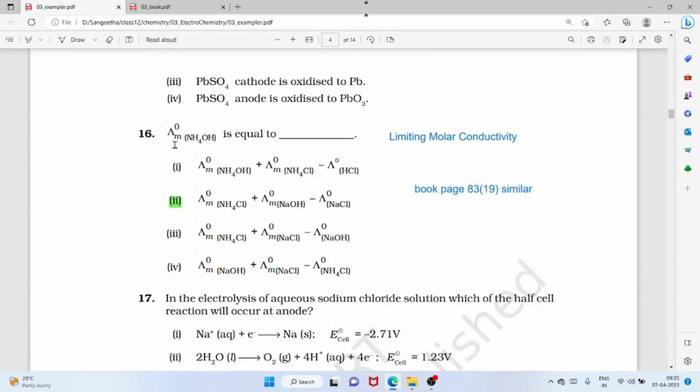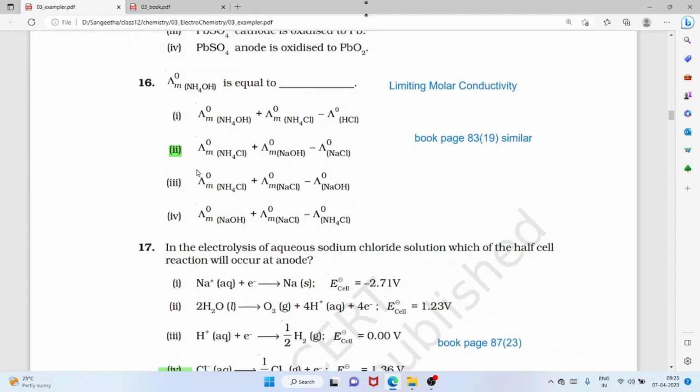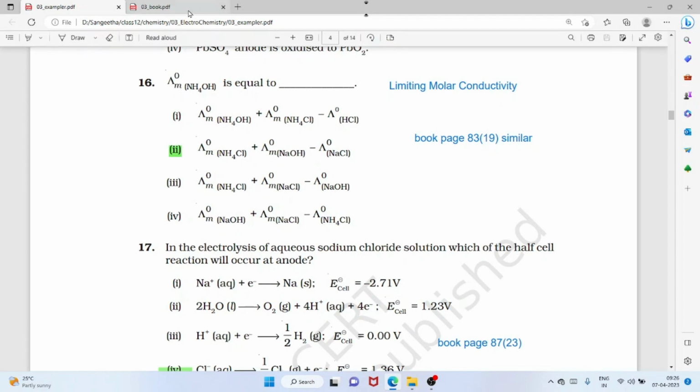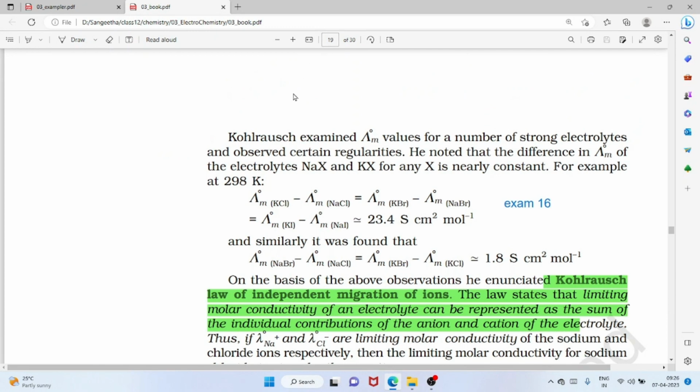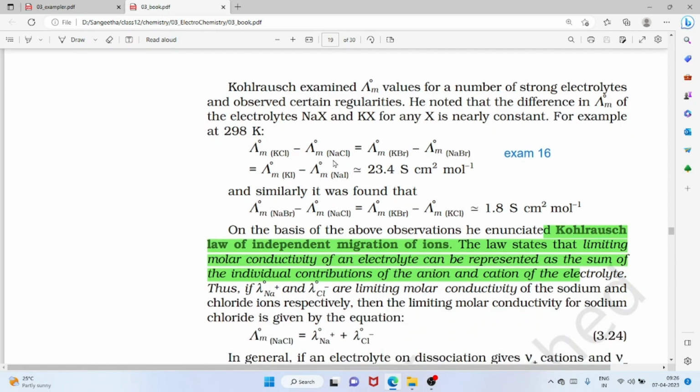This is limiting molar conductivity. Here they are asking for NH4OH. See, here NH4Cl is there, NaCl is removed: Na from this, Cl from this. So the remaining NH4OH will be there. You can go through this to see how they are finding this limiting conductivity.